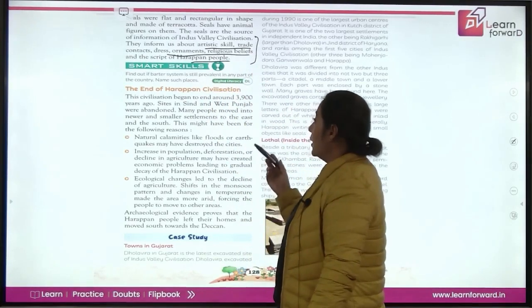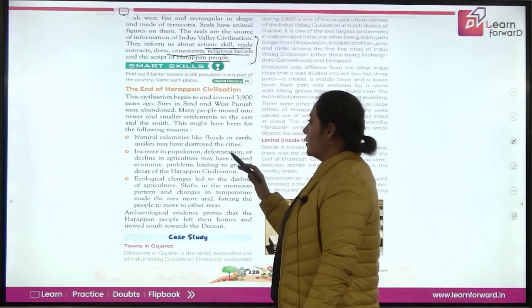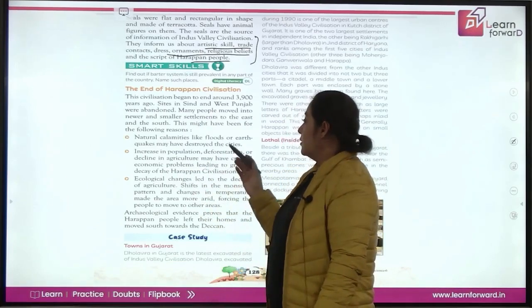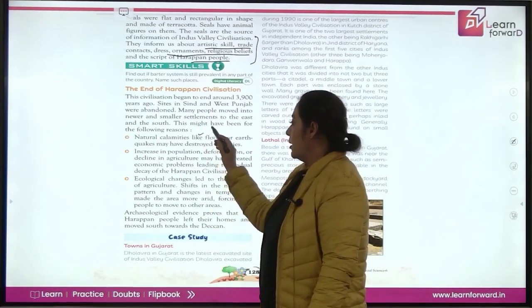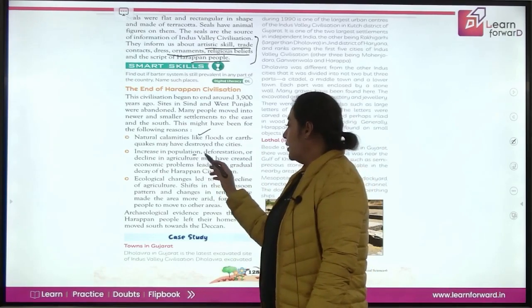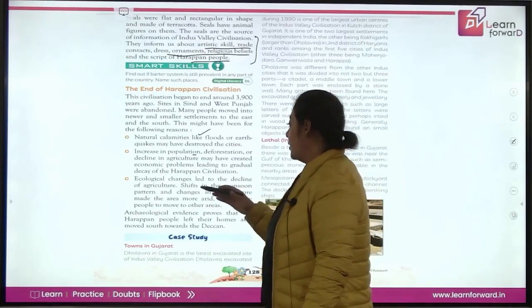Now, they also used the barter system for trade. But then the Harappan civilization came to an end. What would be the reason? The reason for many was a massive land. It was population, deforestation by the river, more deforestation.